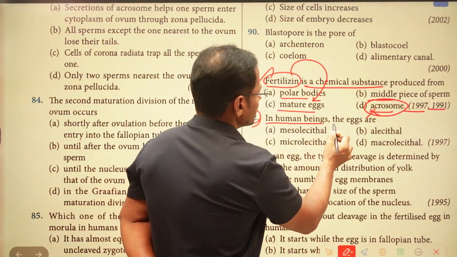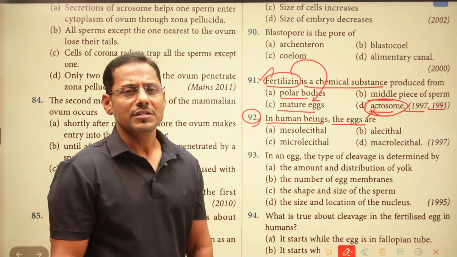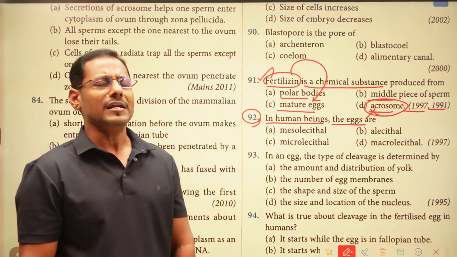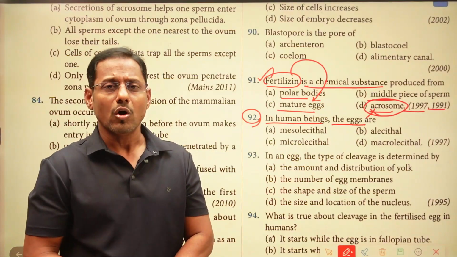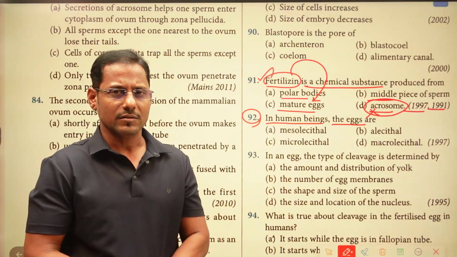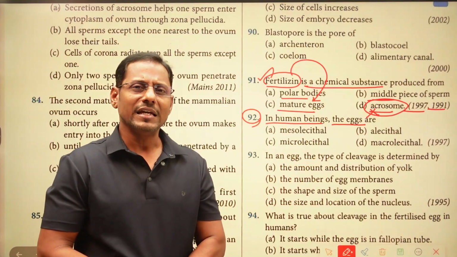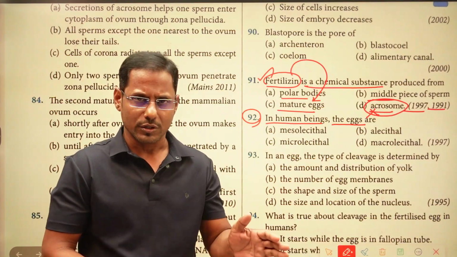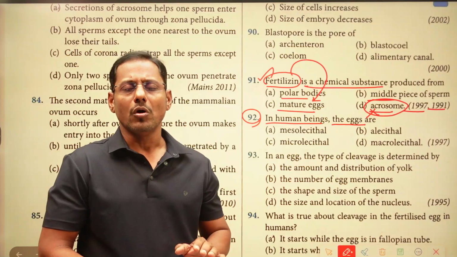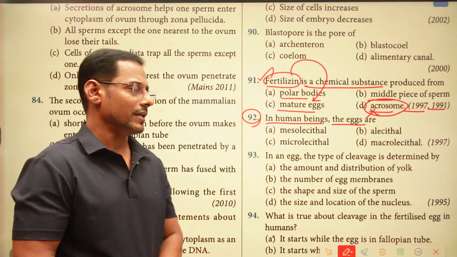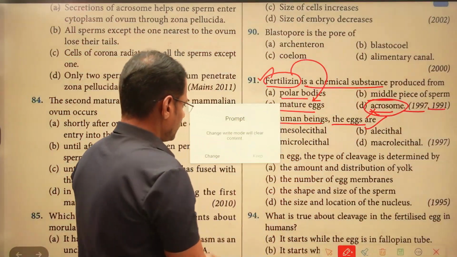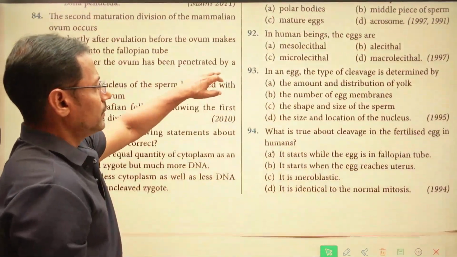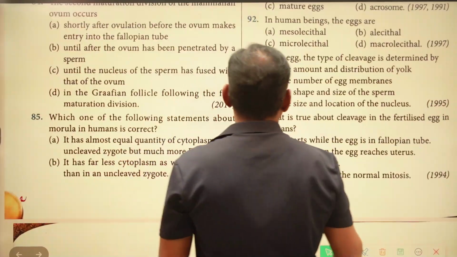So in human beings, the eggs, as we just discussed, have no yolk or a very minute amount of yolk present. So ultimately we call it alecithal. A means without. So without yolk, the eggs are called alecithal eggs, right? Alecithal eggs is the right answer. Right, the 93rd one we'll see.